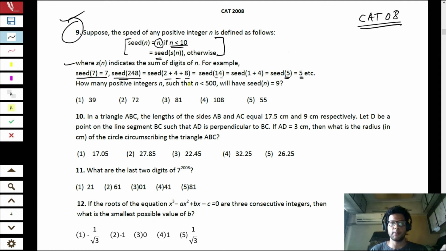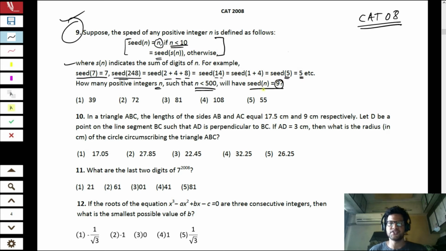Now the question is how many positive integers n such that n is less than 500 and they have the seed as 9. So how many numbers are there between 1 to 500 which have the seed as 9? Just to read, the question might look complicated, but trust me, it is the easiest question one could expect in CAT.